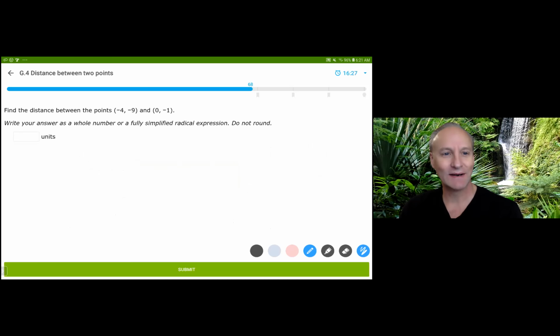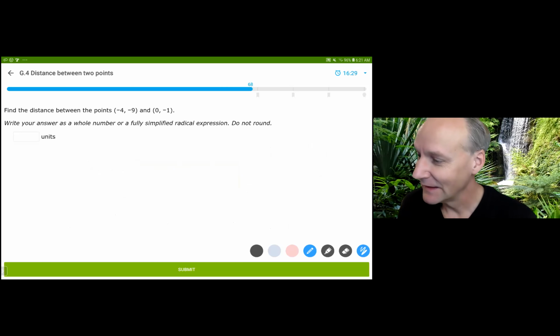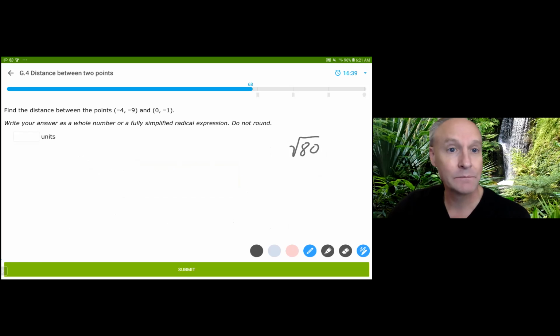Nothing like making 2 errors on one in my head. Shall I see if I can do this one in my head? That's going to be 64 and 16, which is 80. So this is going to be the square root of 80. Hopefully I didn't mess that up for you.